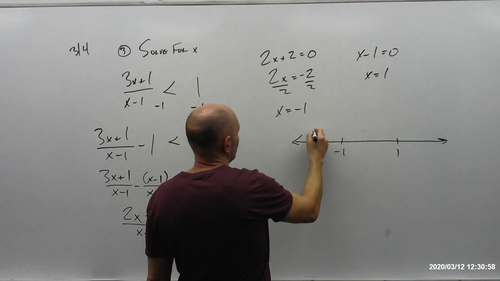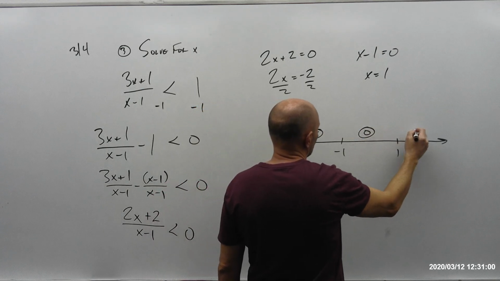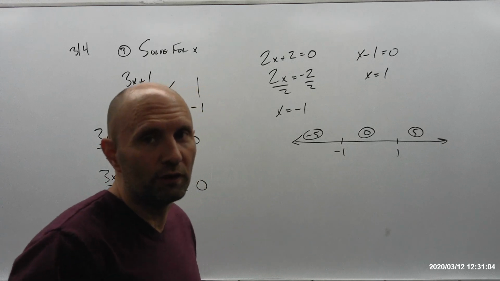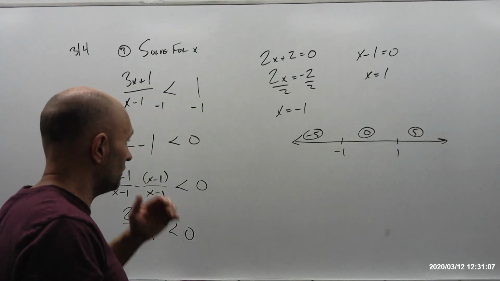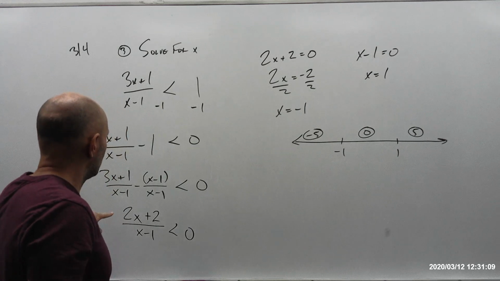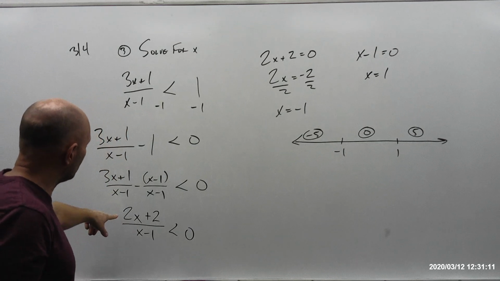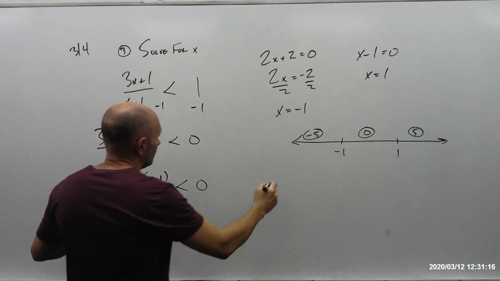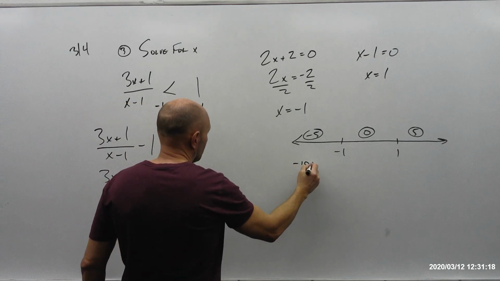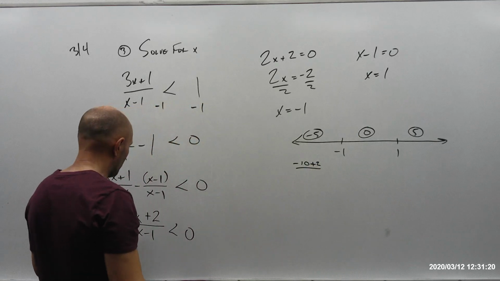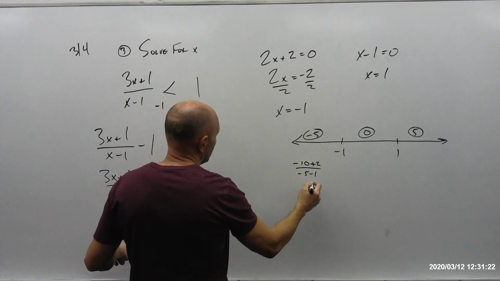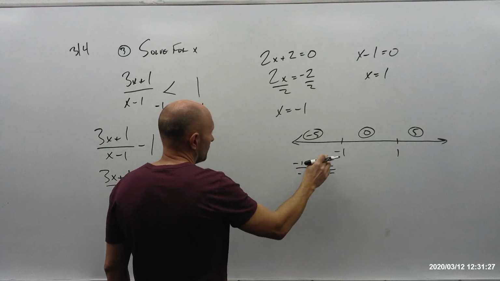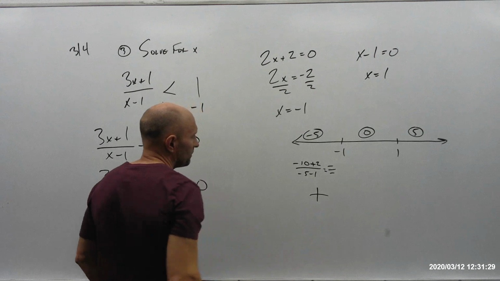So for test points, again, I can use negative 5, 0, positive 5. You can choose anything you want, just as long as it falls in that interval. So now we figure out, are they pluses or minuses? If I plug in negative 5, I get 2 times negative 5, which is negative 10, plus 2, all over negative 5 minus 1. So this is a negative number over a negative number. Negative divided by negative is positive.